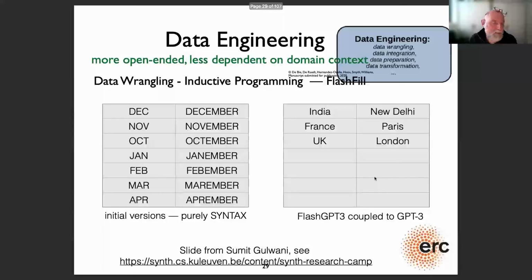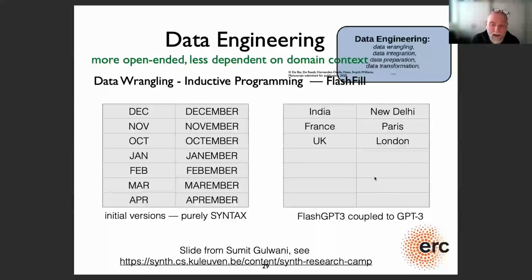But it's also pretty limited, because if you just look at syntactic transformations, and you give the example, with DEC, you give December, and then with Nov, you give November, then what it would produce is October, January, and so on. From a program synthesis perspective, if that's all you've seen, it's kind of the relevant thing to do from a purely syntactical point of view. But of course, you would want it to take into account knowledge that we have.